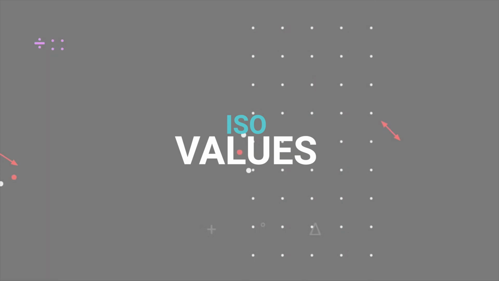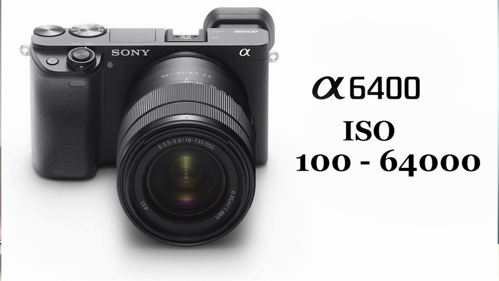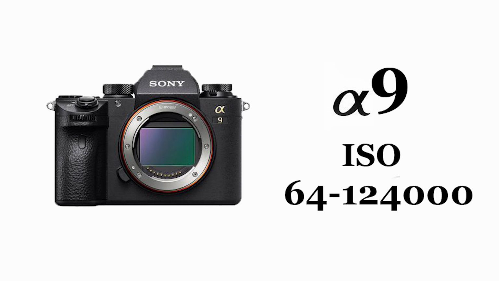Now let's talk about ISO value. People often ask me about this: some cameras offer ISO from 100 to 64,000 and some cameras offer 64 to 124,000. So this is a huge range of ISO levels to adjust the brightness in your photography.